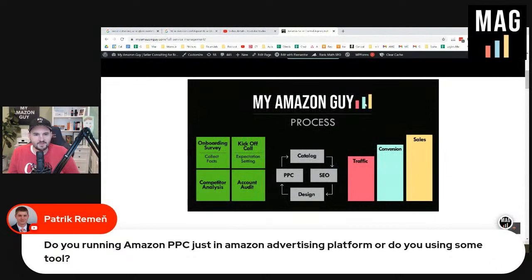This is our full Amazon process at the agency. We do an onboarding survey, kickoff call, competitor analysis, account audit. We manage all catalog, SEO, design, and PPC work to grow traffic, conversion, and sales. Our entire business model, one graphic, right there, boom. And all of those work together. Got to have that whole holistic approach right here.